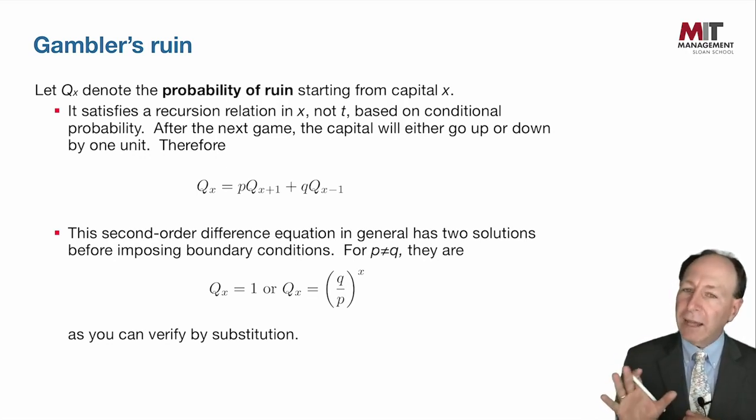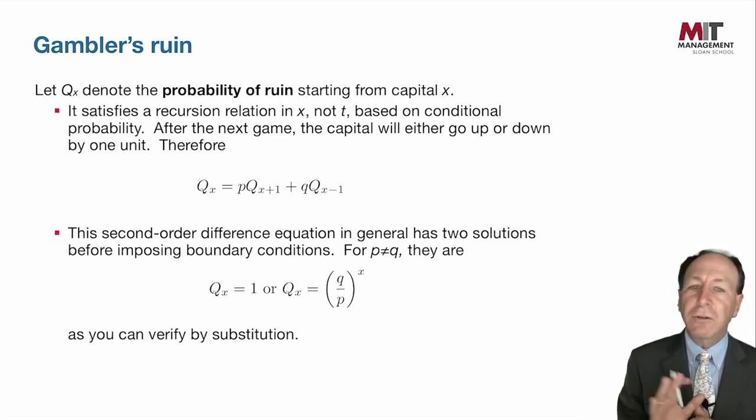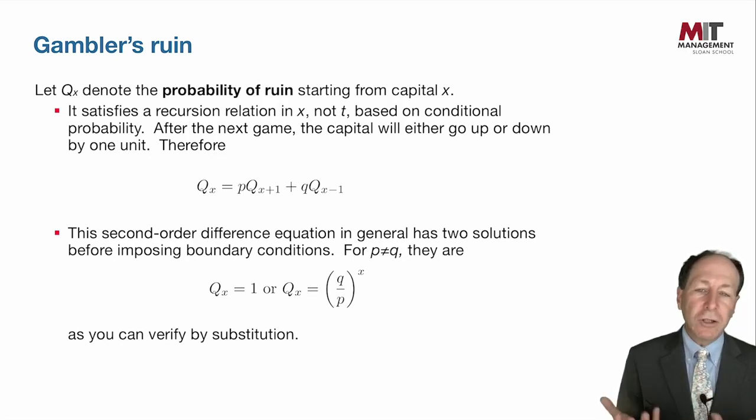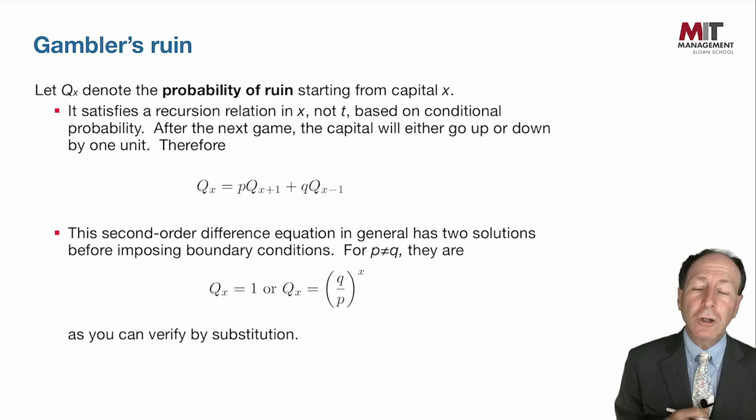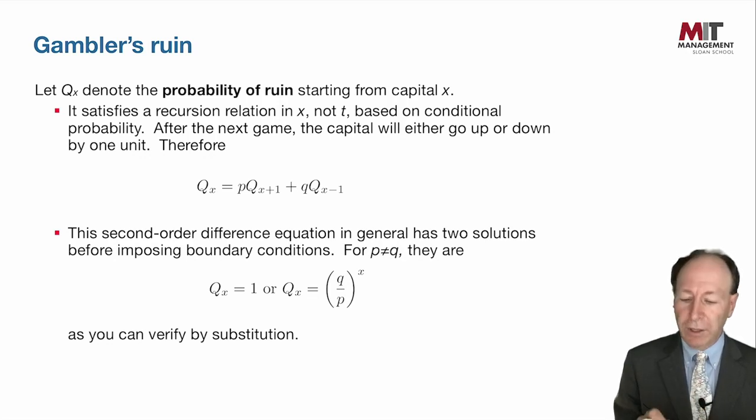So there's a special case when the probabilities are equal. Let's do the general case. In the general case where p is not equal to q, you can check by substitution that these are two different solutions. One of them is the trivial solution, that q sub x equals 1.